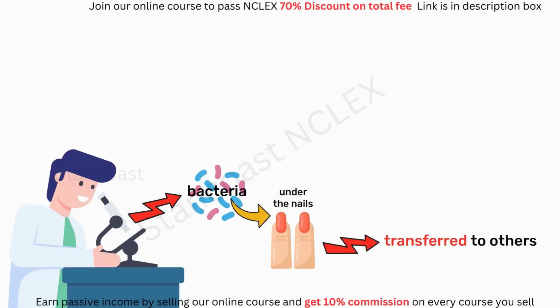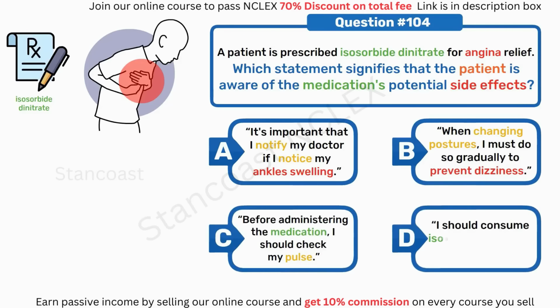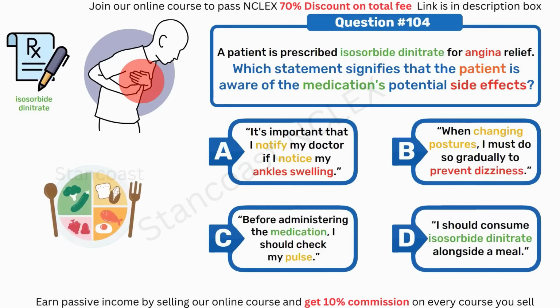A patient is prescribed isosorbide dinitrate for angina relief. Which statement signifies that the patient is aware of the medication's potential side effects? A. It's important that I notify my doctor if I notice my ankle swelling. B. When changing postures, I must do so gradually to prevent dizziness. C. Before administering the medication, I should check my pulse. D. I should consume isosorbide dinitrate alongside a meal.